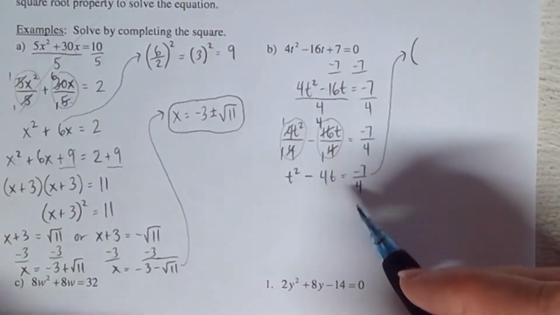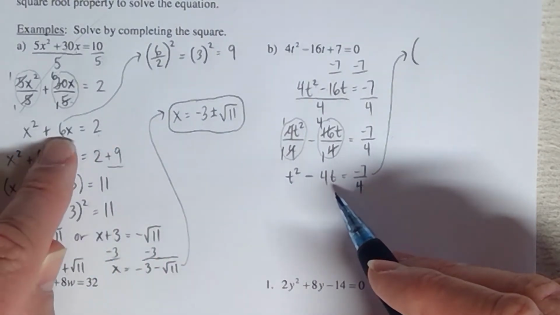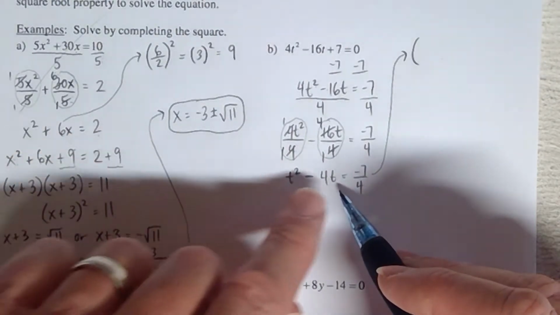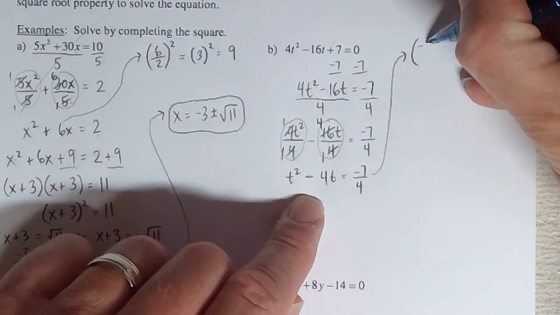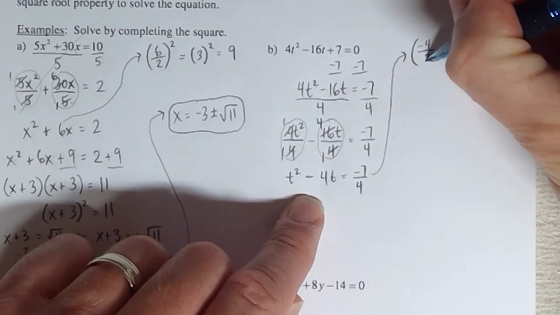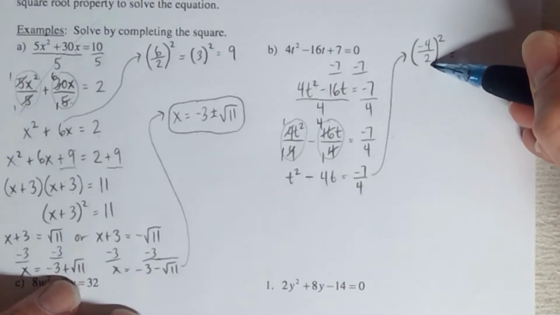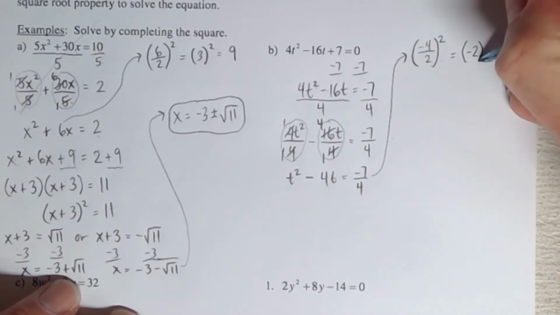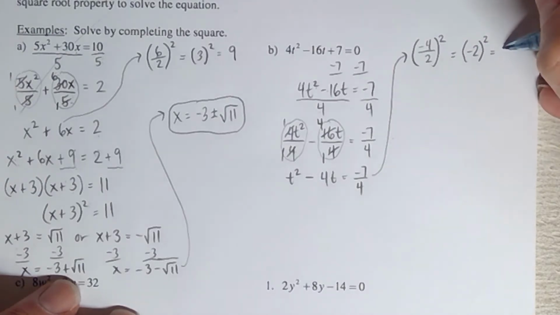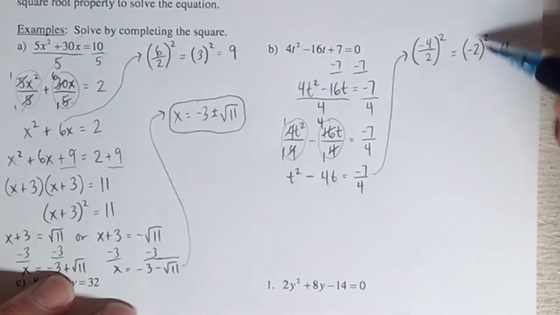In this case, what is the coefficient of the t to the first term? Remember over here we did 6 because that was the coefficient of the x to the first term. In the same way, what's the coefficient of t to the first? It's negative 4. Don't do 4, do negative 4. Figure out what the inside is equal to first, then square it. The inside, negative 4 divided by 2, is negative 2. We square it and we get 4. Because you're squaring, you should always get a positive answer here.